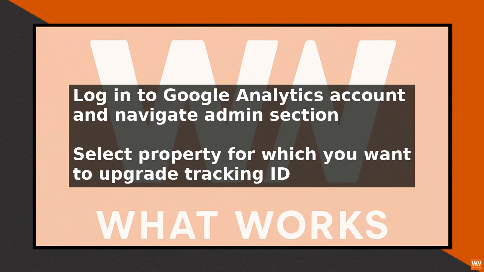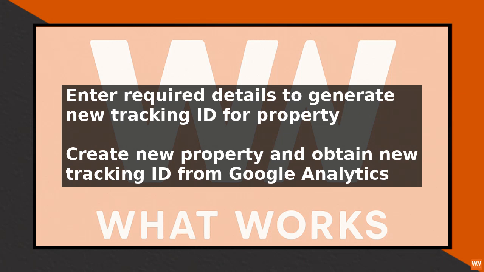First, log into your Google Analytics account and navigate to the Admin section. In the Admin section, you will see a drop-down menu that lists all your properties. Select the property for which you want to upgrade the tracking ID. Next, click on the property settings and scroll down to the tracking info section. Here you will find your current tracking ID.